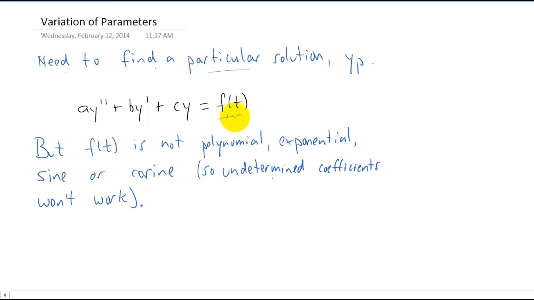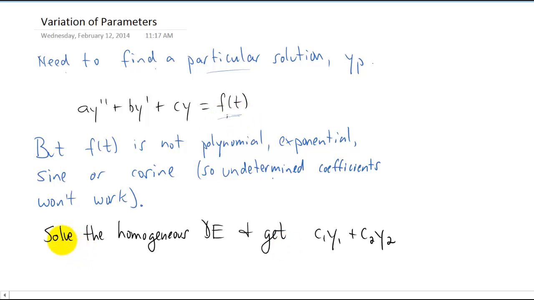or some other function. So as always, what we do is we solve the homogeneous differential equation, and we get c1y1 plus c2y2, where y1 and y2 are both linearly independent solutions, so obviously these are both functions of t. Now that is actually nothing new. We always do that. Here's the new part.